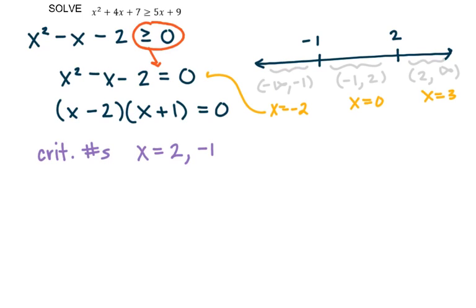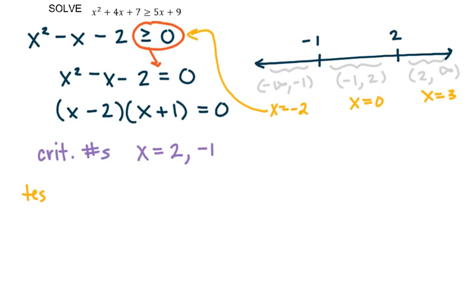I want to test them in this original inequality statement to see if I get true or false. If it is true, that means I'm going to include that interval in my solution set. And if it's false, I'm going to have to leave that out. So I'm going to come down here.